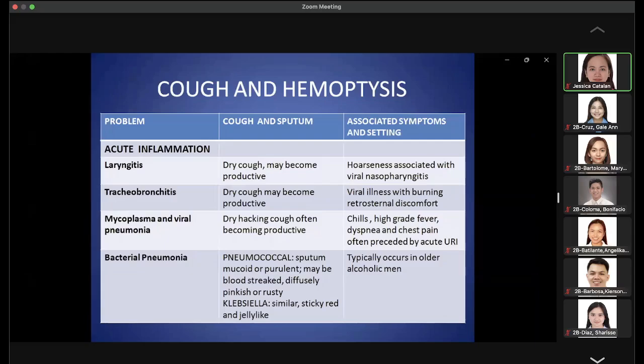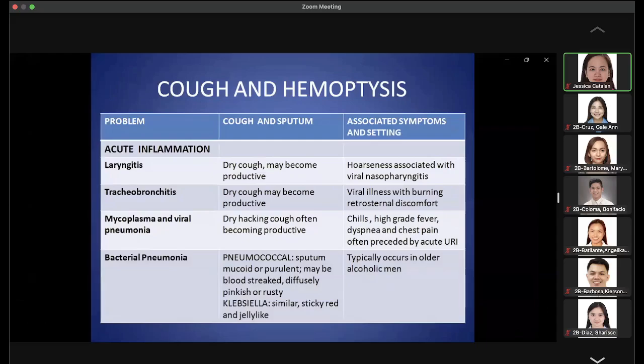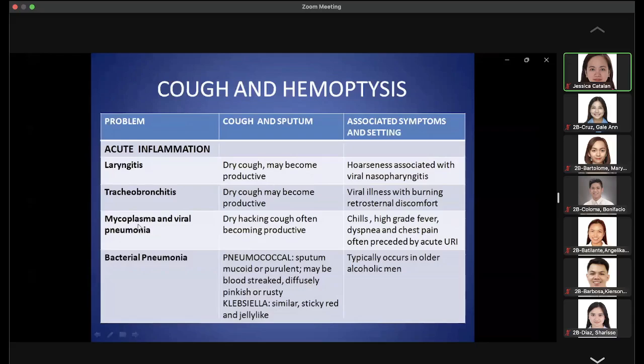So for laryngitis, the patient may present with hoarseness that may be associated with viral nasopharyngitis. For tracheobronchitis, the viral illness is associated with burning retrosternal discomfort. And as for infection of the lung parenchyma, as in the case of pneumonia, there are associated chills and high fever.